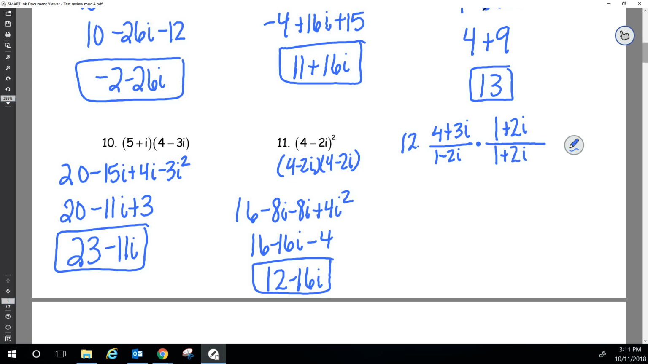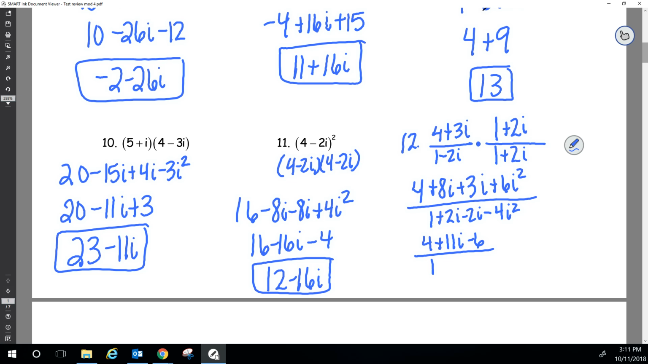All right, so on the top I've got 4 times 1, that's 4. 4 times 2i is 8i. 3i times 1 is 3i. 3i times 2i is 6i squared. Bottom, 1 times 1 is 1, plus 2i, minus 2i, and then minus 2 times 2 is 4i squared. So on the top I've got 4 plus 11i minus 6. On the bottom, I've got 1. My two i's cancel each other out, and I've got plus 4. So this becomes 4 minus 6 is negative 2 plus 11i, all over 4 plus 1, which is 5.